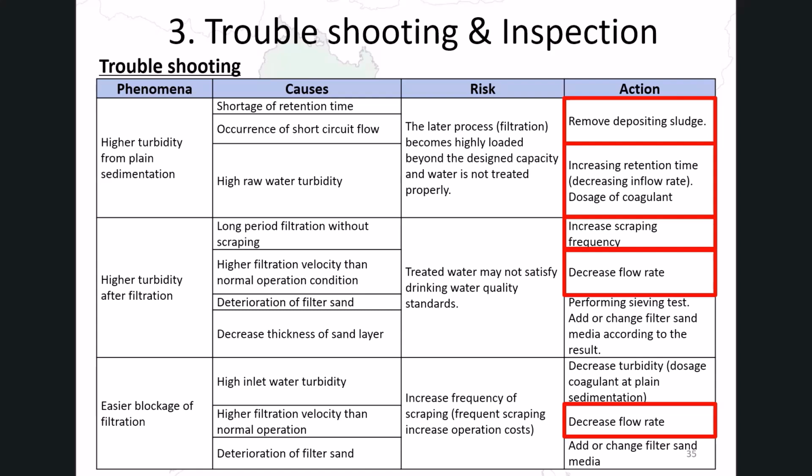This table helps you think systematically. First observe the symptom, then check related data, identify the cause, and finally apply the appropriate countermeasure.